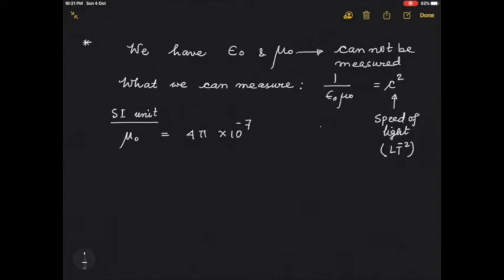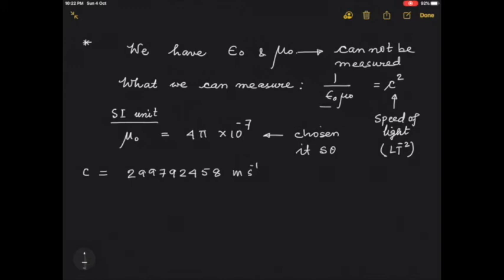Well, the value of this is 4 pi into 10 to the minus 7 because we have chosen it so. Now that's completely arbitrary choice. If you take this value 10 to the minus 7, and if you do not know already, the value of C is fixed in SI unit. Meter per second, obviously.